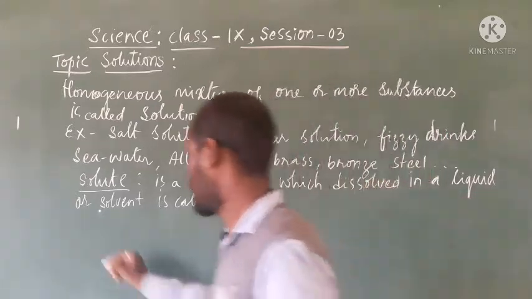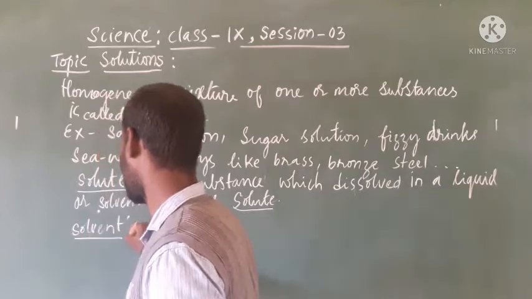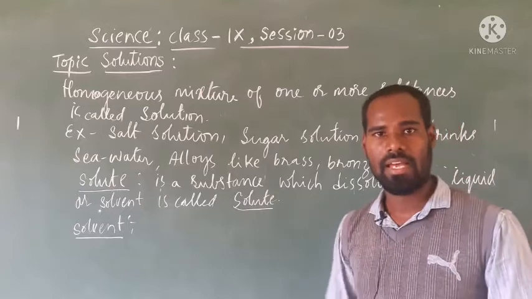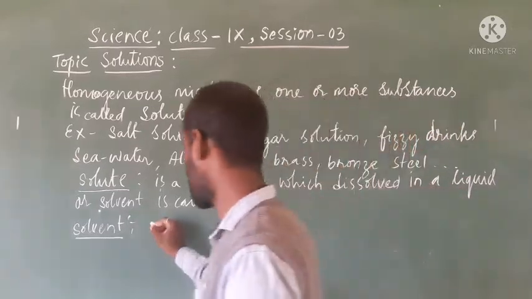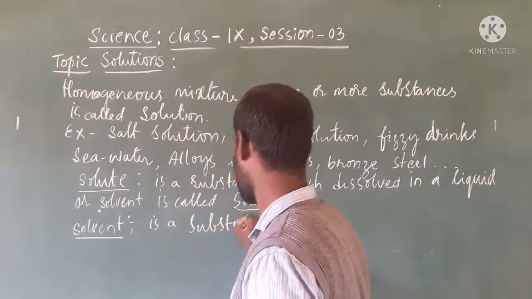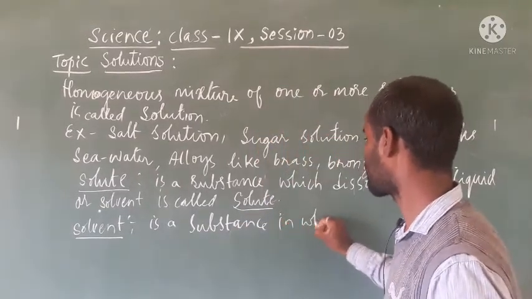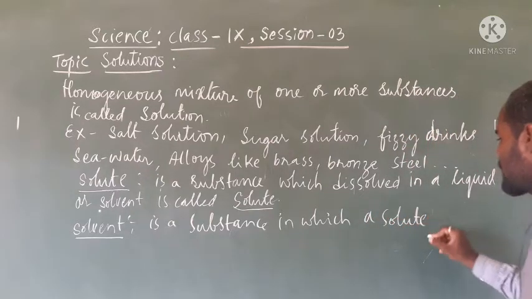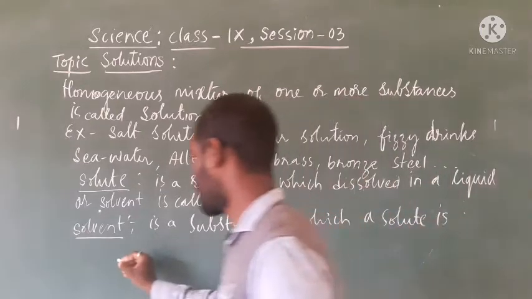Next, you come to this. What is a solvent? A solvent is a substance in which a solute will be dissolved. See children, a solvent is a substance in which a solute is dissolved.